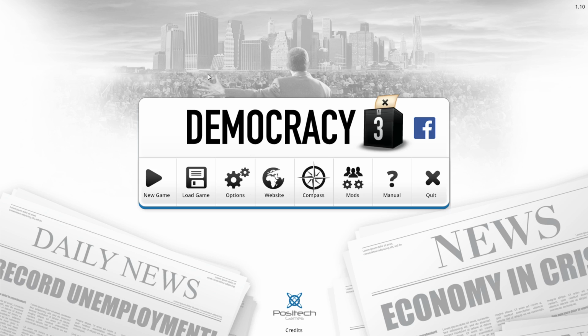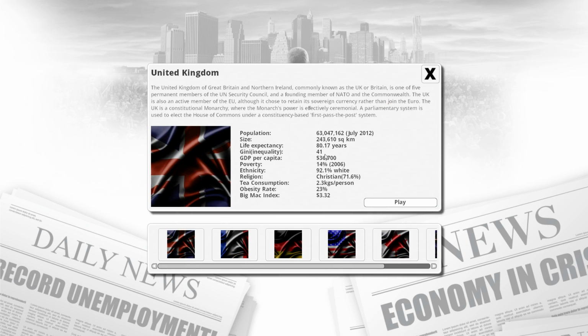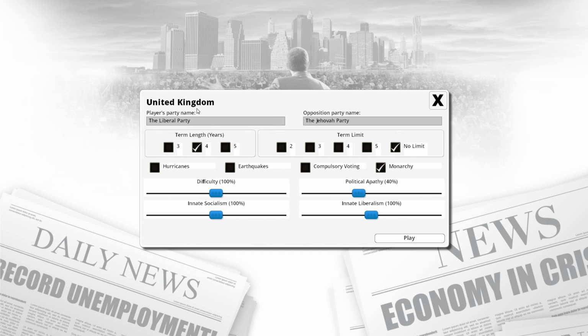Now, for anyone who doesn't know the game, Democracy 3 is a political simulation game and we're going to dive right into it. I think I'm just going to do the United Kingdom. Why not? For once, this is not a game where I've installed mods, because of course it's a trial run and I want to show the game how it's actually shipped. It has full mod support, so that's always great. And I think I'm going to leave everything as is. And let's hit play.